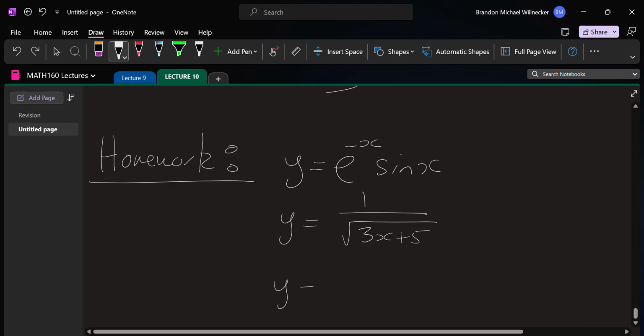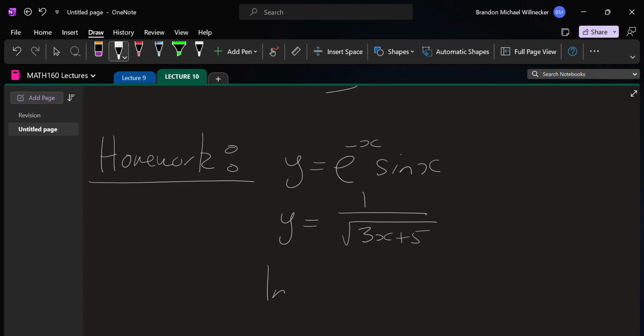So we have y is equal to e to the minus x sine x. y is equal to 1 over root 3x plus 5. And natural log of y plus e to the y is equal to x squared y. Remember that last one, you're going to have to use your implicit differentiation.